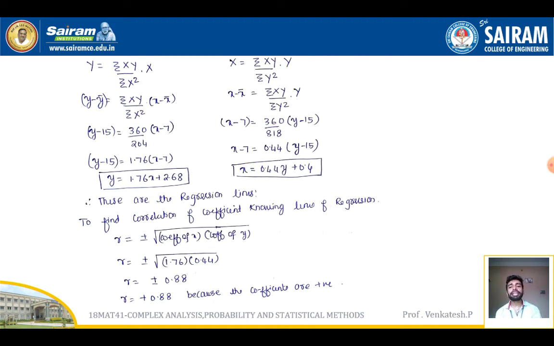So from this only I can easily estimate the value of the correlation coefficient r also. So here the coefficient of x is 1.76, coefficient of y is 0.44. So take the formula, r is equal to plus or minus square root of coefficient of x and coefficient of y we are having. So on replacing the value, I'll be getting r is equal to plus or minus square root of 1.66 into 0.44. So I'll be getting r is equal to plus or minus 0.88. Since both the coefficient of x and y are positive, I'll get r is equal to plus 0.88 is the correlation coefficient.